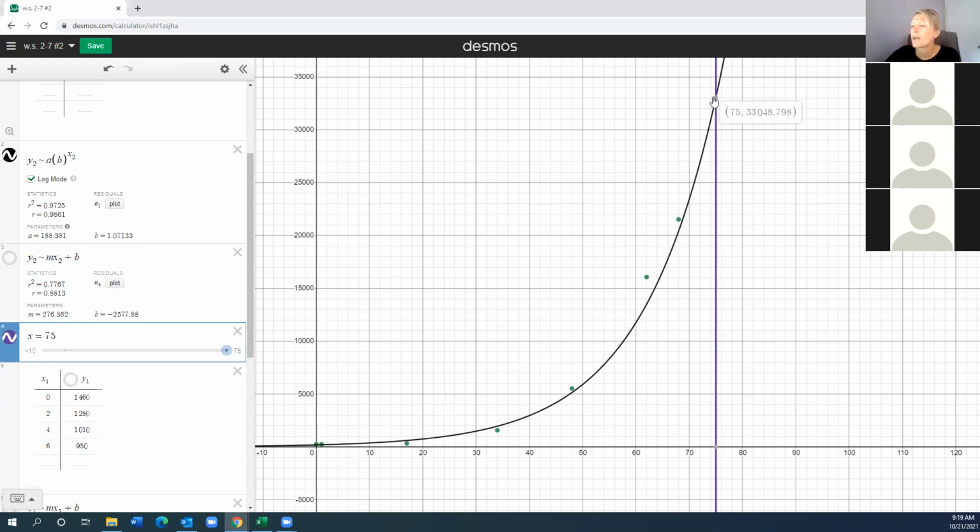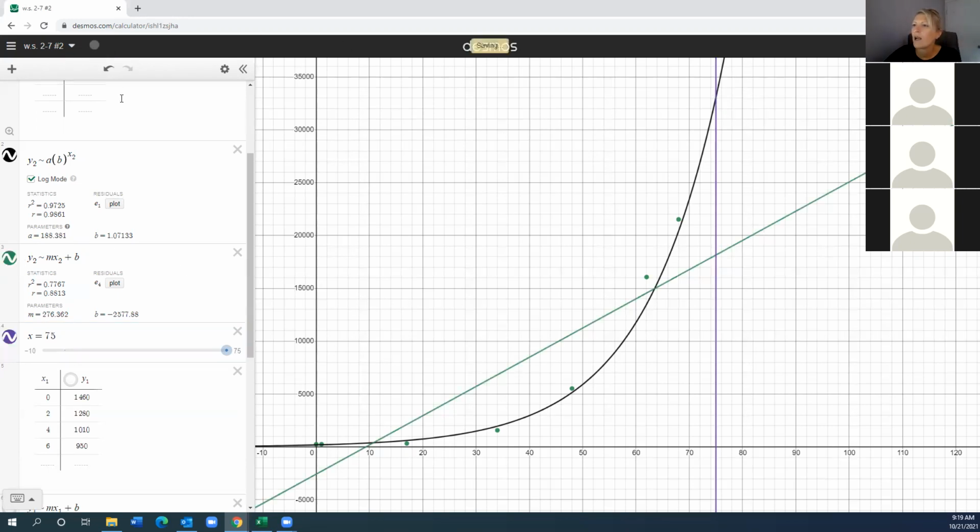Okay, that's one way. I'm going to turn this back on just so it's there. So another way is you could use the slider. As long as you're using the exponential model, you could slide to where it equals 25 or 75, and you could do some estimating that way. You could also simply type in the model that we have and put 75 as X. So there's a couple of different options there.